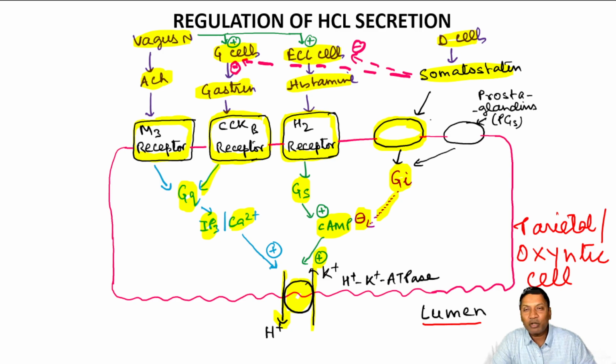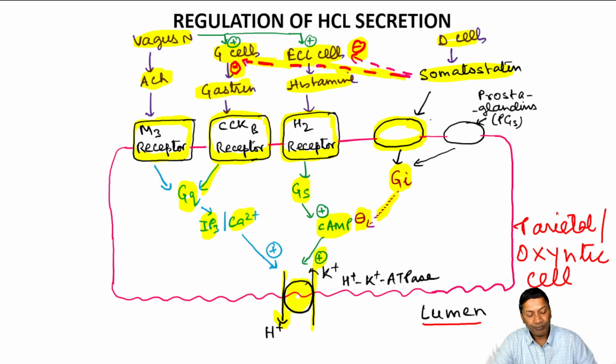The somatostatin will also inhibit the enterochromaffin cells, right, and inhibit the release of histamine by the enterochromaffin cell, and the somatostatin will also inhibit the G cells and inhibit the secretion of the hormone gastrin from the G cells, right. So the somatostatin will decrease the secretion of the hydrogen ion by the parietal cell, right.